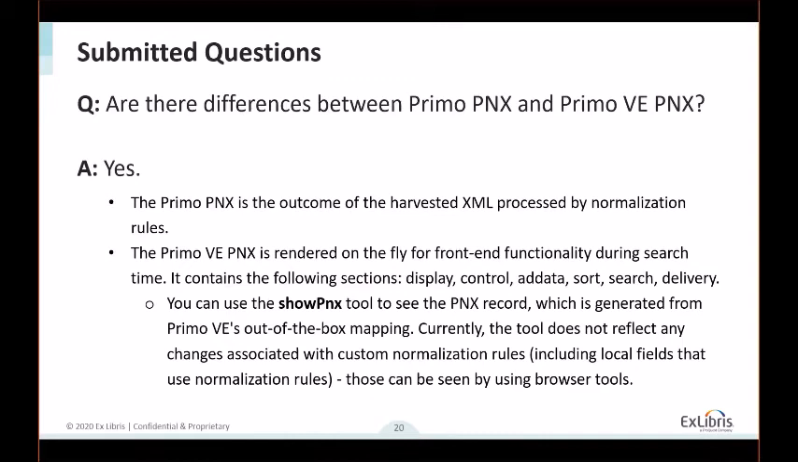You can use the Show PNX tool to see the PNX record, which is generated from Primo VE's out-of-the-box mapping. Currently the Show PNX tool for Primo VE does not reflect any changes associated with custom normalization rules, including local fields that use normalization rules. Those can be seen by using browser tools.